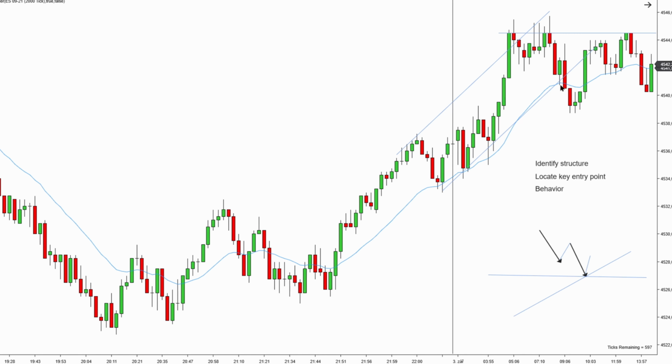And the structure is looking bullish. We are making higher highs, higher lows. We're above the EMA, so I'm going to locate the key entry point of these first two swings. This is how you normally find the trend line, and the third swing confirmed it. I put it to the side and the market is working higher.